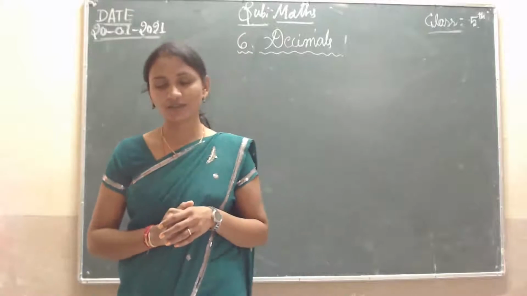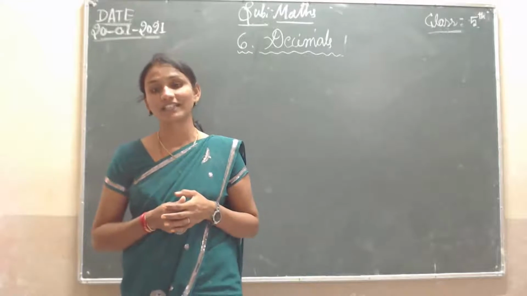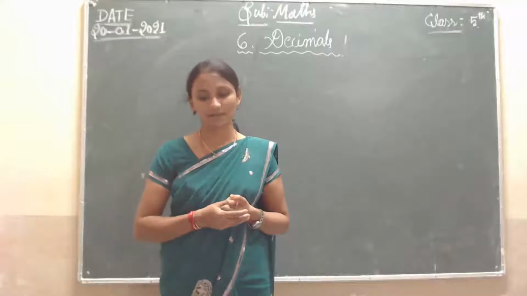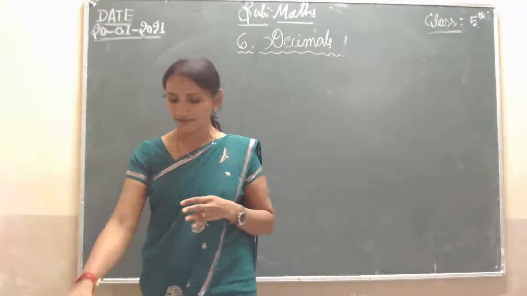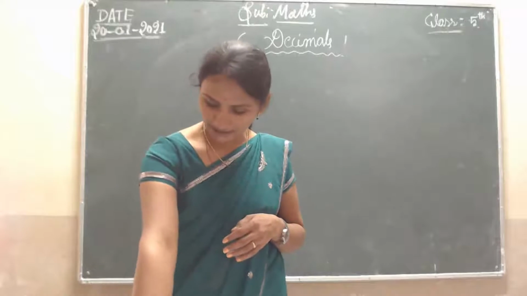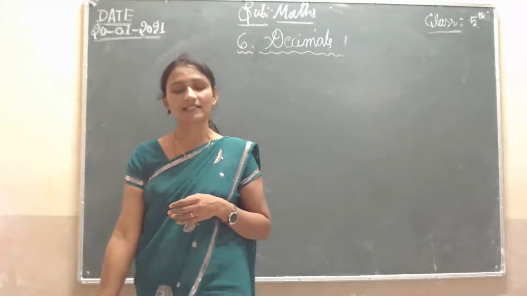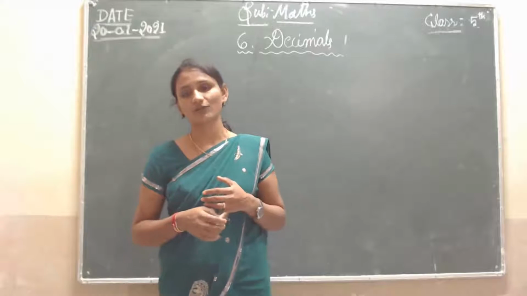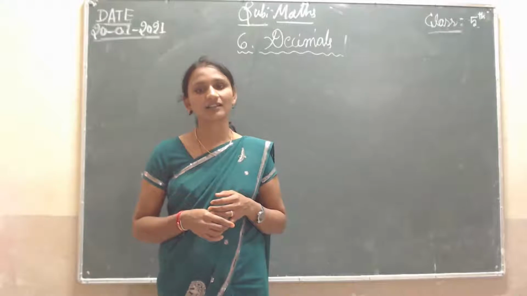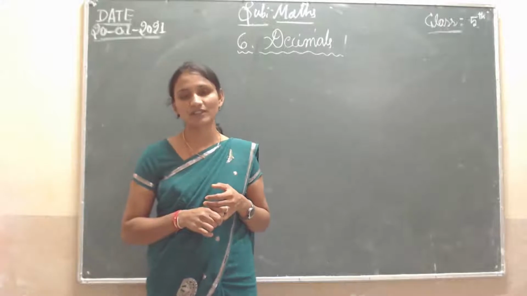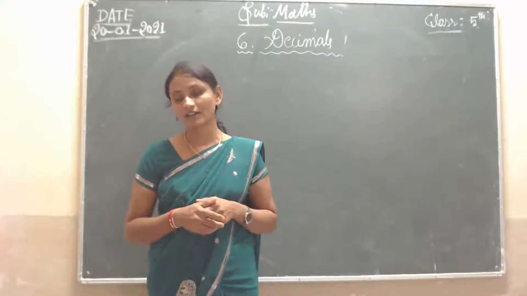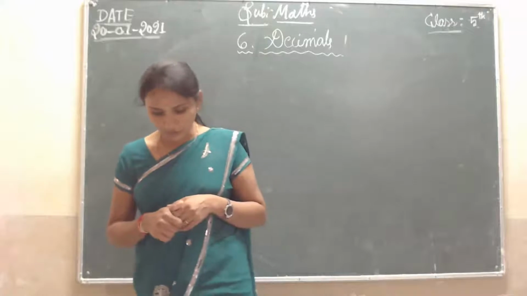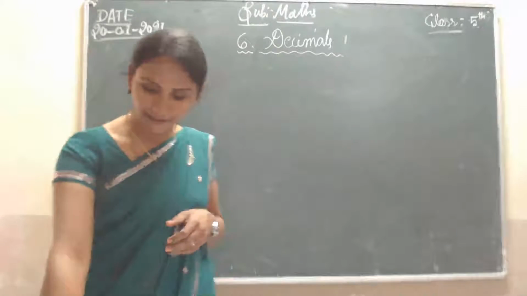Students, in this video I will teach the remaining exercises of chapter 6, Decimals. The remaining exercise is 6D. In the last classes, you solved simplifications, where the BODMAS rule was applied in some already solved examples. So in today's class, it is exercise 6D.